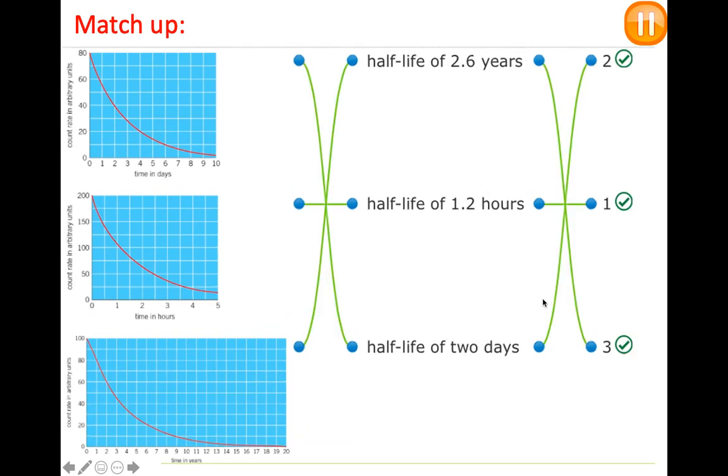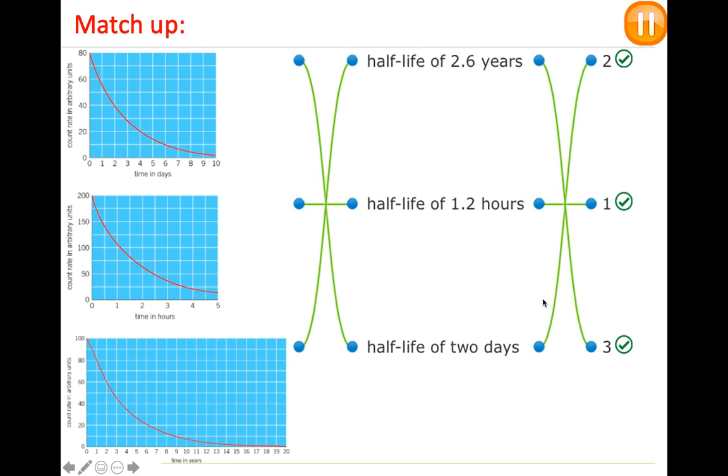Okay, so the answers then. The first graph matches up with a half-life of 2 days. It starts with a count rate of 80, so half of that is 40. If you use the graph, it tells us that the half-life is 2 days. The next one, the half-life is 1.2 hours. It starts with a count rate of 200. When it gets down to 100, it tells us that it's 1, and it's quite difficult to get the 0.2, but it's 1.2 hours.